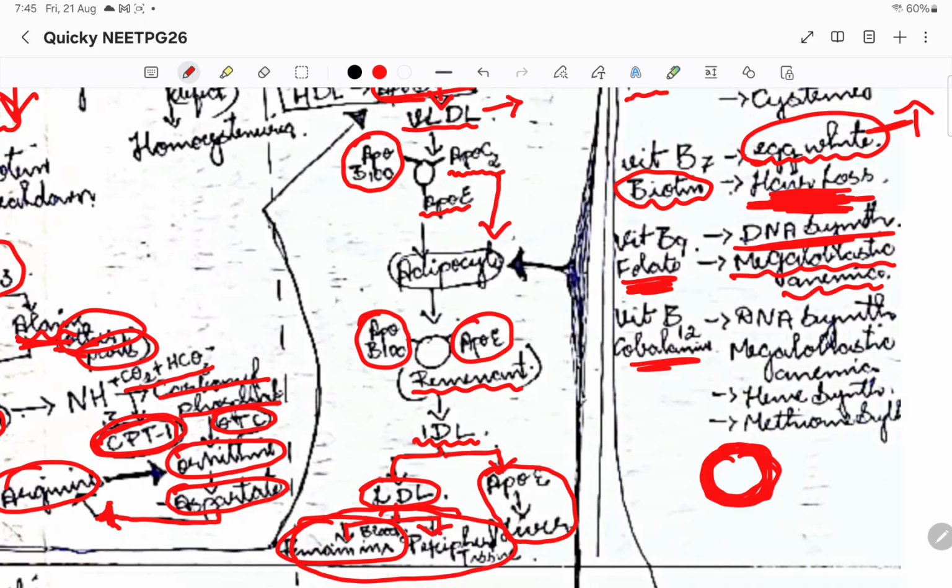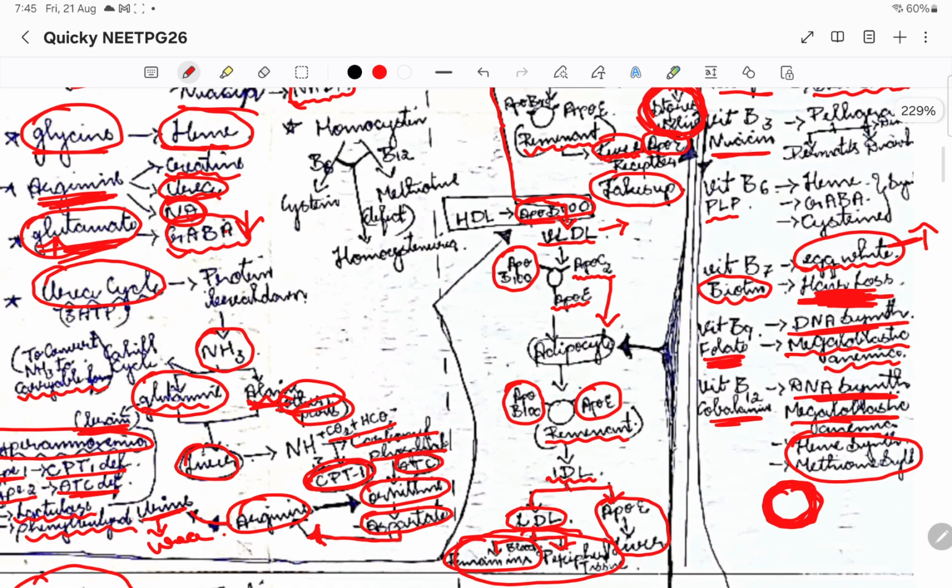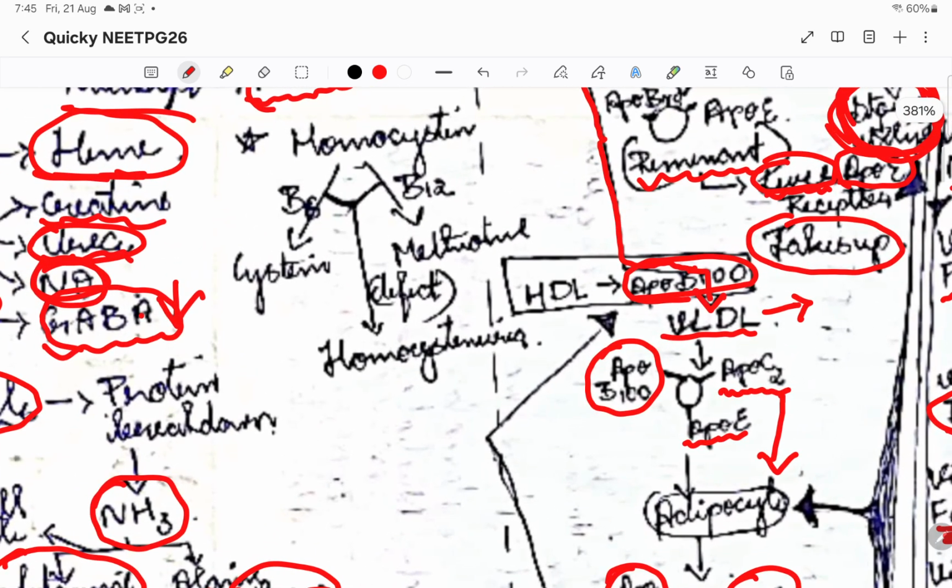Whereas B12, this is also the same thing, DNA synthesis. It is helping in DNA synthesis with B9. So here also megaloblastic anemia can be seen, and it is also helping in heme synthesis and methionine synthesis. One of the major things I forgot to tell you was, there is something called homocysteine. This is also an amino acid. Homocysteine can be converted into cysteine and methionine. To convert into cysteine, it requires B6, whereas to convert into methionine, it requires B12.